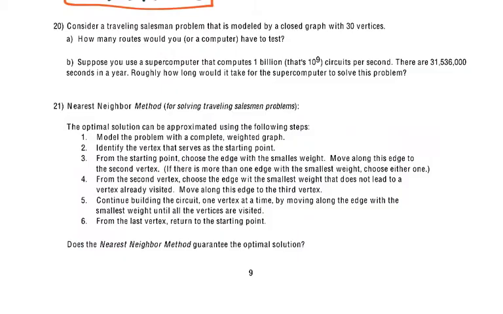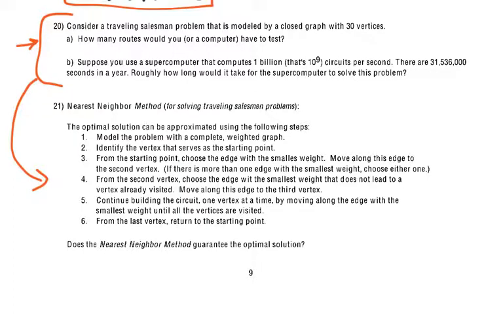I'm running out of time on this one, so I'm going to give you a little hint. When you have a lot of vertices, you get a lot of possible routes. Therefore, it's unreasonable to attempt those with the brute force method. That's what this question is getting at. If you want to do the math to check it, please do so. But I wanted to look at the nearest neighbor method. This gives you approximate solutions as opposed to an exact solution.